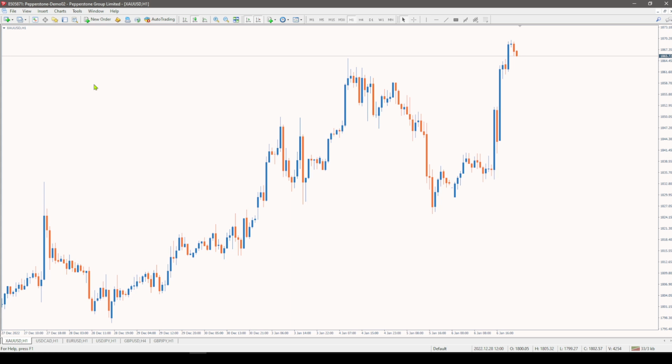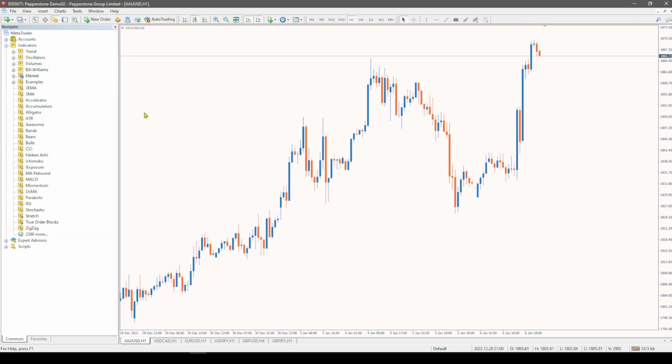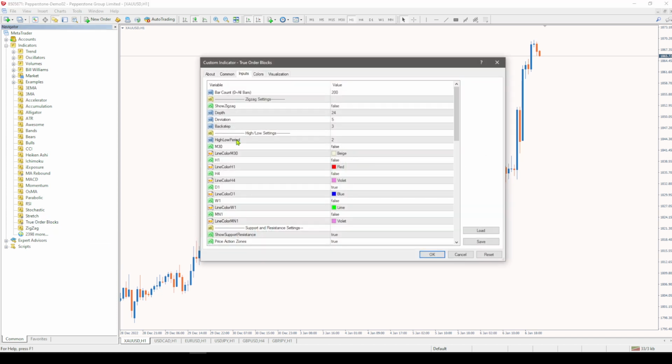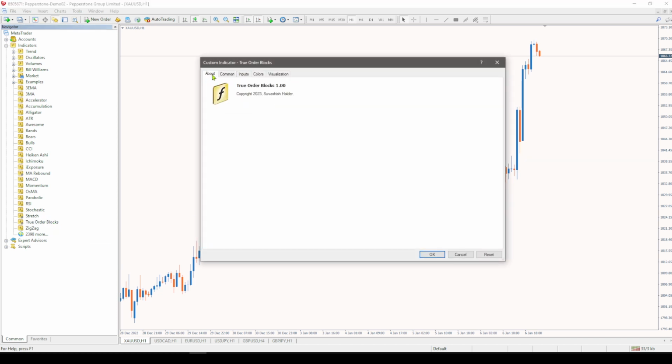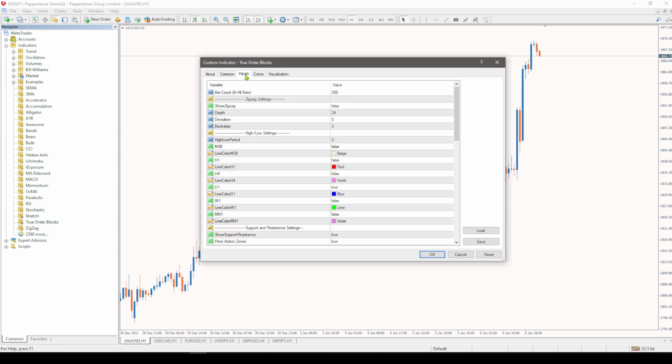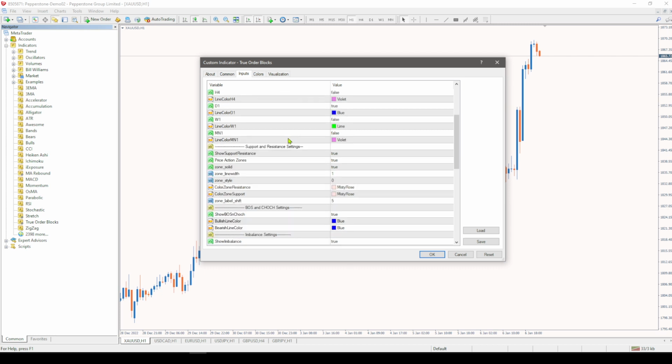So first of all, drag and drop or insert the indicator, double click True Order Blocks. You can use almost default settings. Let's go to the support and resistance settings, and just make price action false for now. I will explain it later. And click OK.